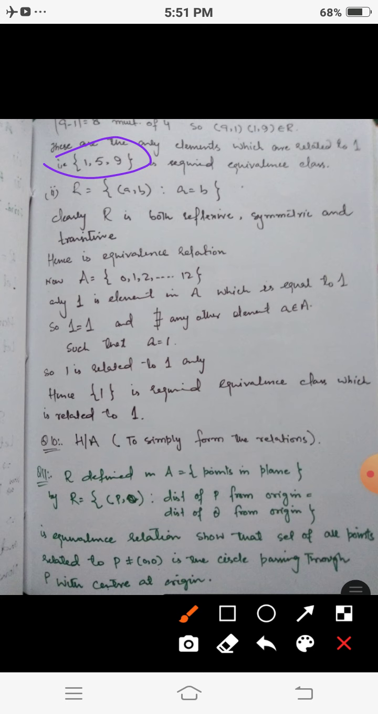So this means that this set {1, 5, 9} is the required equivalence class which contains 1, with each and every element of this given set related to 1.